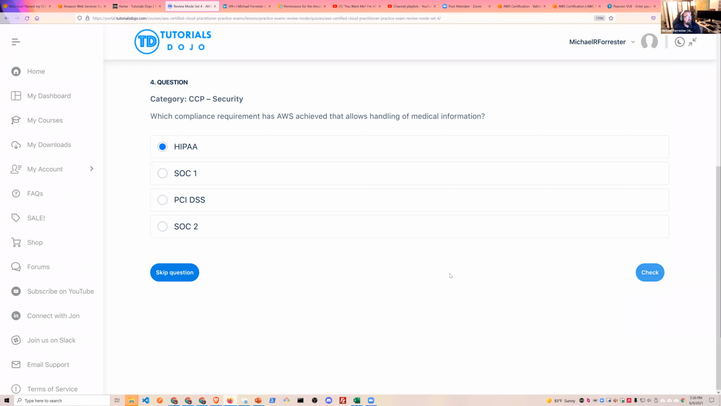All right, which of the following controls does the customer fully inherit from AWS based on the shared responsibility model? So what do they inherit from AWS? Like which ones does AWS handle? Oh, sorry. Which ones does the customer fully inherit? So which one is the customer responsible for, right?